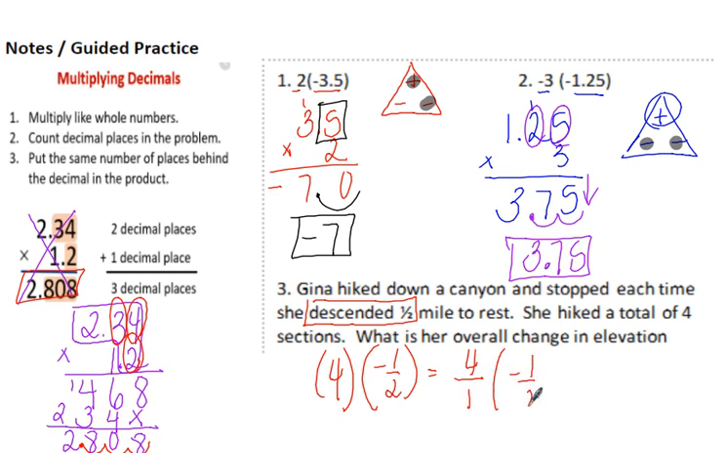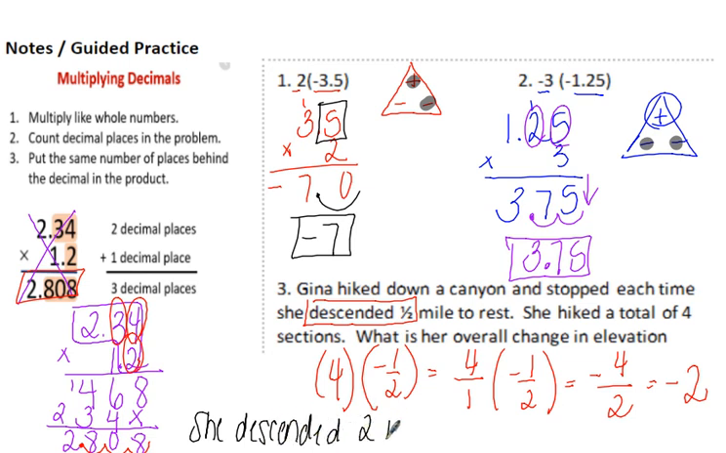I'm going to multiply straight across with my -1/2. A positive times a negative is a negative. 4 times 1 is 4. 1 times 2 is 2. We have an improper fraction. Take my negative sign, and then 2 goes into 4 2 times. And then what was her overall change in elevation? We should say as a sentence, she descended, that's our negative, right? 2 miles in her elevation. That means she walked down, right?